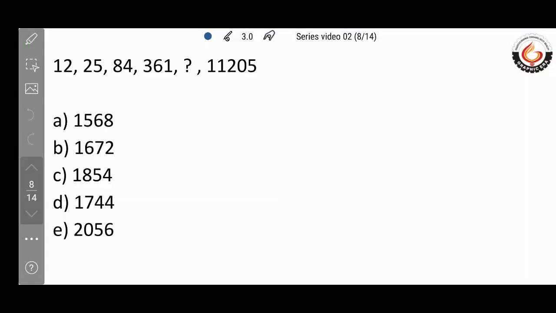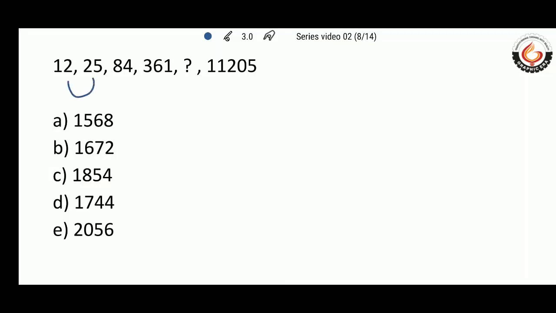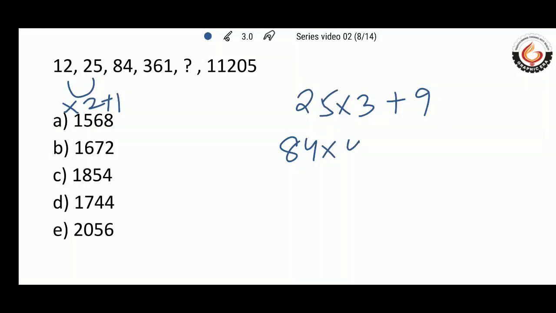Now in this one, what we see, again there is a multiplication of 2 and an addition of 1. Again, while going from 25 to 84, there is a multifold rise. So it is approximately 25 into 3 plus 9. Again it is a multifold rise. So 84 into 4 plus 25.